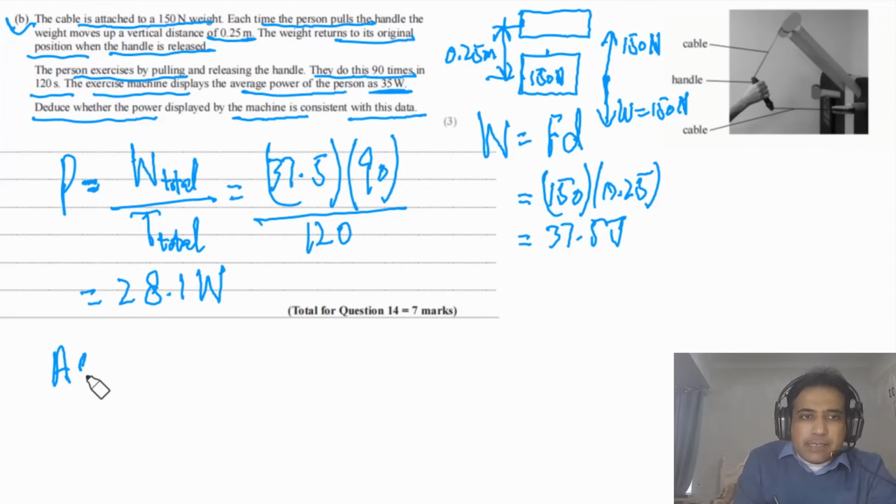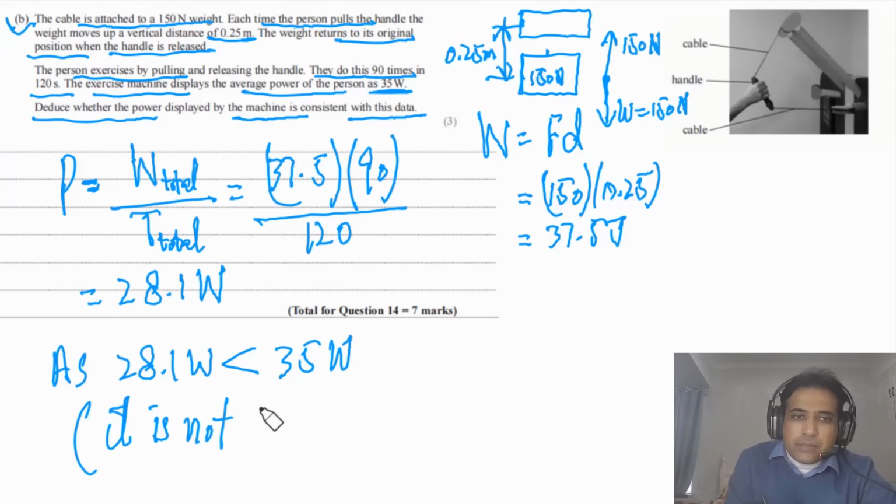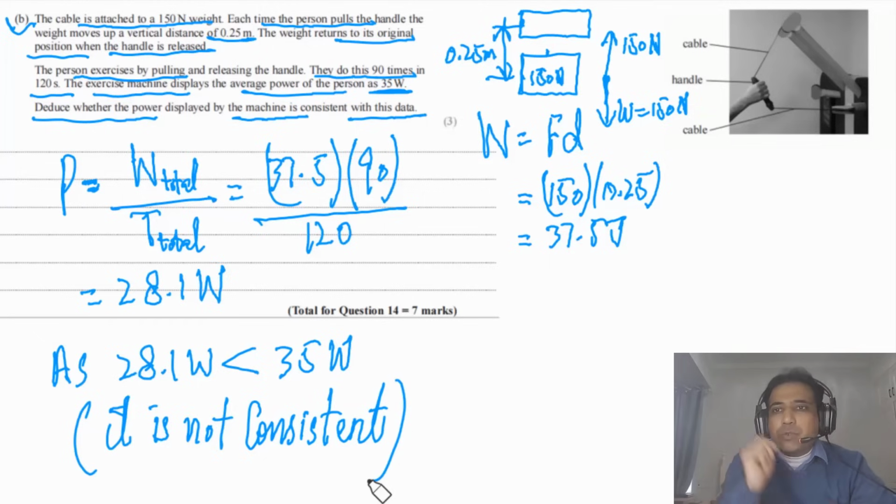In this case, 28.1 watts is less than 35 watts. So it means that it is not consistent with the machine data. So this is how you need to answer. If you write down these steps for this question, you will get theory marks.